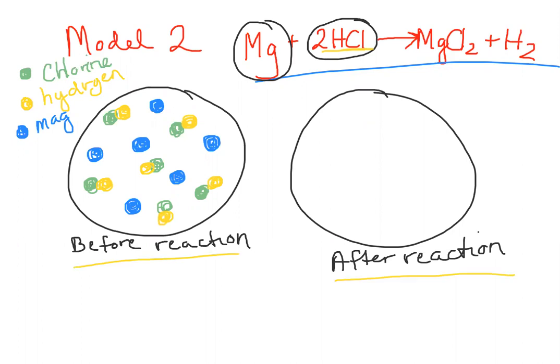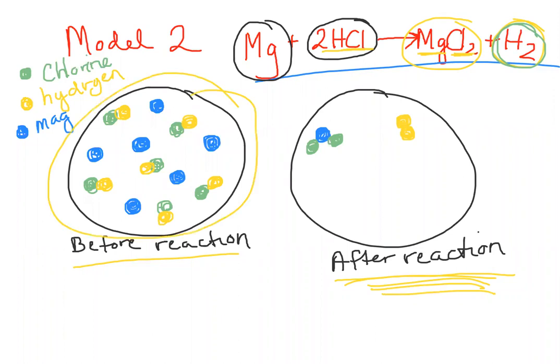Now, what do we have after the reaction? We have 1 magnesium for 2 chlorine. So we would have to do something like this. 1 magnesium for 2 chlorine. And we have H2. So we have groups of 2 hydrogen atoms. So you need to finish drawing the after reaction. With what you're given in here, how many of these things can you make in your after reaction?